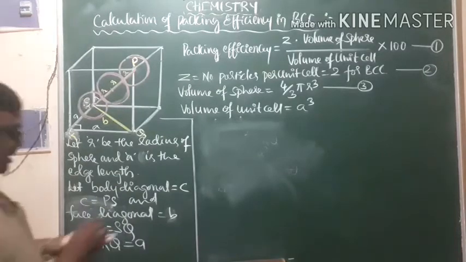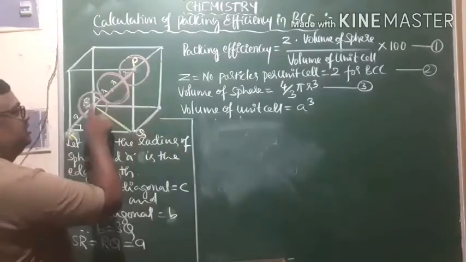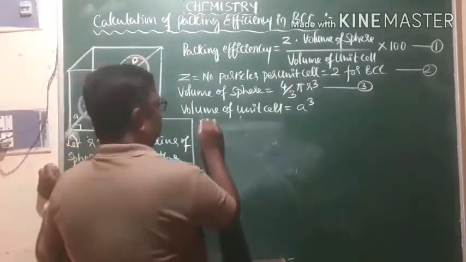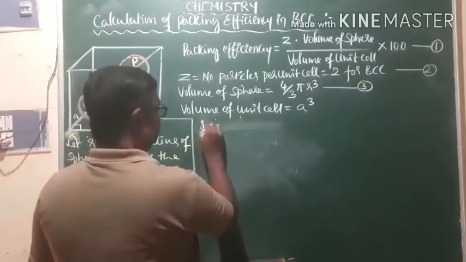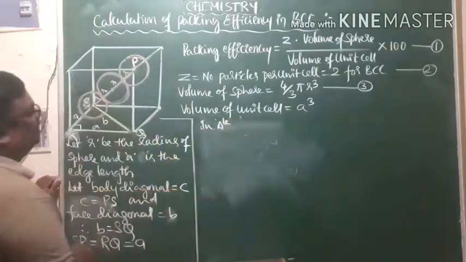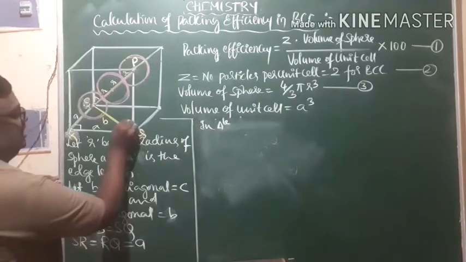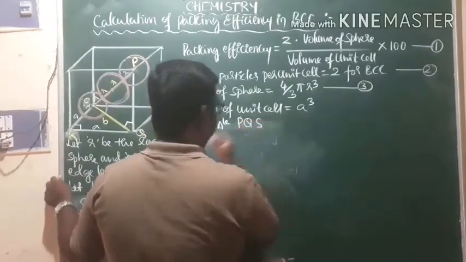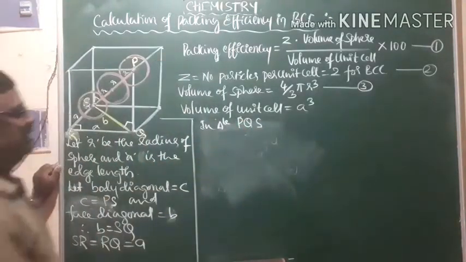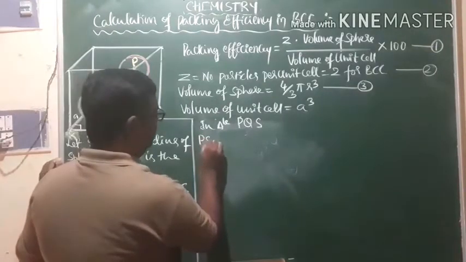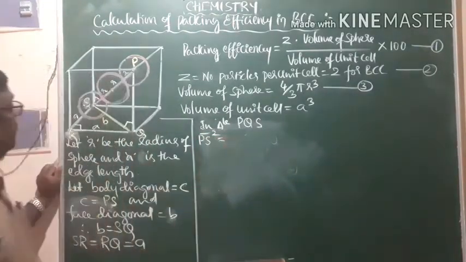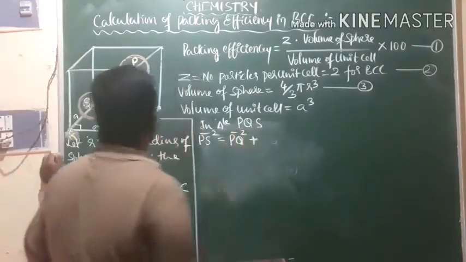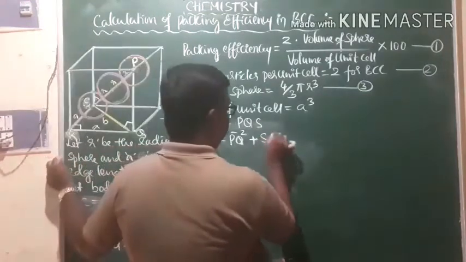Now you consider one triangle that involves the body diagonal. We must take a right angle triangle. This is a right angle triangle, PQS. In the triangle PQS, what happens? PS square is equal to PQ square plus SQ square. Okay?